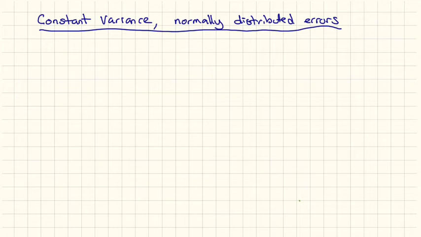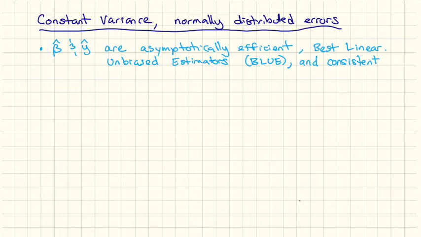If we're in the situation where we have constant variance and normally distributed errors, our estimators are the best, all right? So they're asymptotically efficient. They are the best linear unbiased estimators. They're consistent. They have great properties. For super small sample sizes, they are not efficient, which means they don't have the smallest MSE for very small sample sizes, but most of the time you're not going to be in that situation. So they're great.